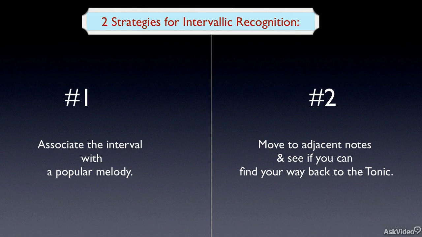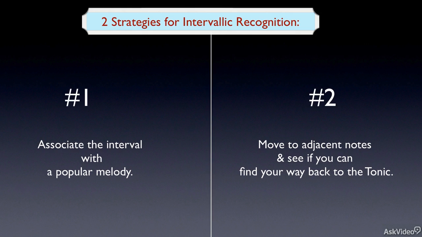How about if I had this interval? Da da. In this case, I might try to find an adjacent note to that second note. Da da da da. And for me, that helps me to recognize the intervallic distance here as a minor sixth, because I hear that minor sixth resolving down to the perfect fifth and then back to the tonic.